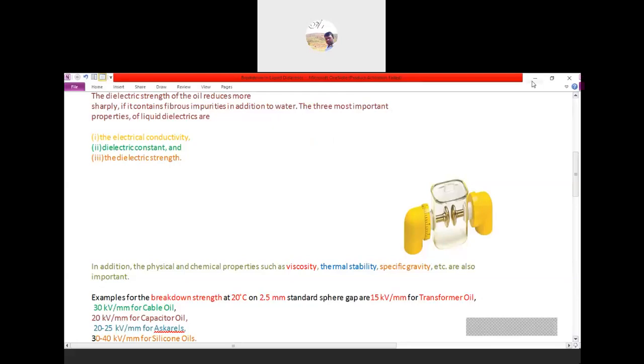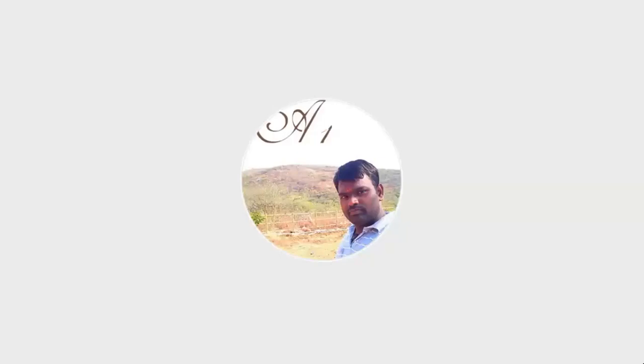So what I'm going to teach now: most of the factors affecting the electrical strength of insulating oils. At what factor will it be affected? The electrical strength of insulating oils is affected by the presence of water in the form of droplets suspended in the oil. Mainly, water contamination in the dielectric medium will have the main effect on the insulating strength.